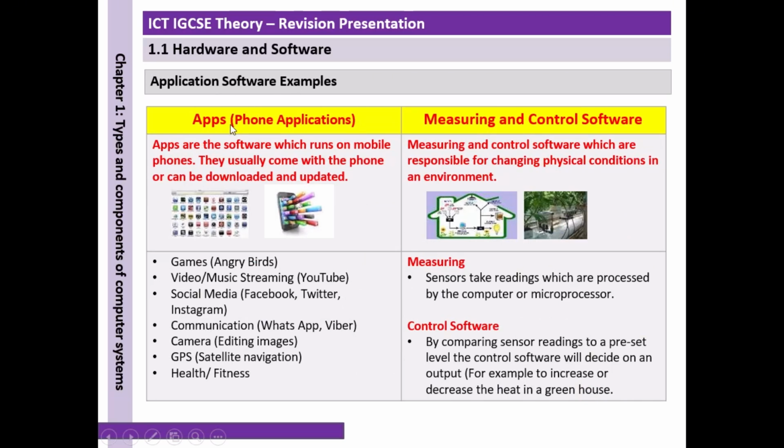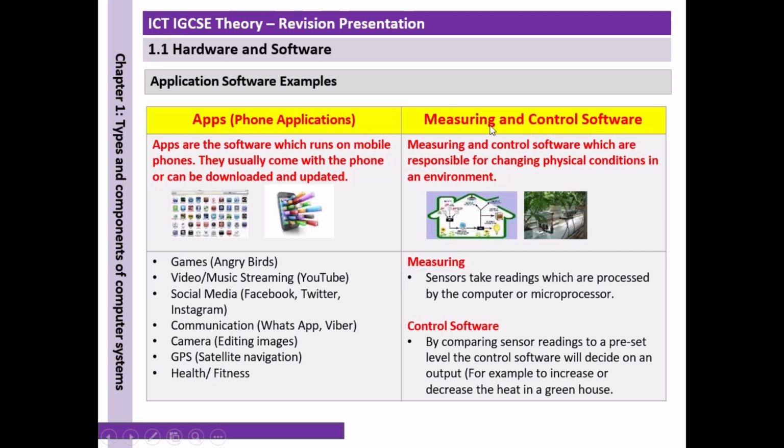We have got apps. These apps are found on the phone. Apps are software which run on a mobile phone. They usually come with the phone and can be downloaded from the Play Store and updated, like games like Angry Birds, video and music streaming like YouTube, Spotify. We have got social media: Facebook, Twitter, Instagram, Snapchat, name it. Communication: WhatsApp and Viber, and there's another one called Telegram. We have got camera, editing images. We have got GPS, global positioning system, satellite navigation. These are used by truck drivers. We have got health and fitness. So those apps are there.